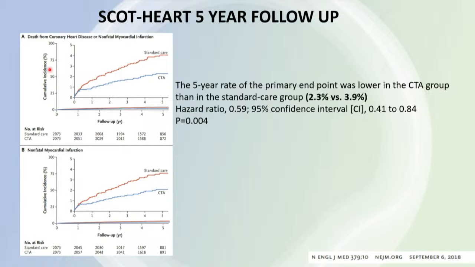Here's the cumulative incidence of the primary endpoint, which was 2.3% in the CT group versus 3.9% in the non-CT group, with a hazard ratio of 0.59.